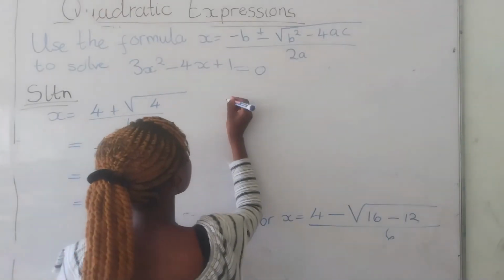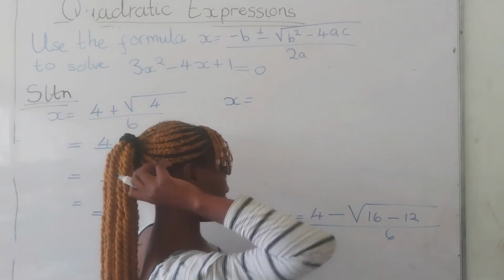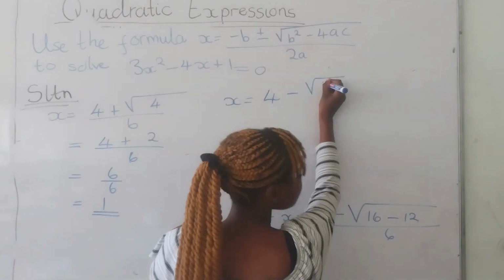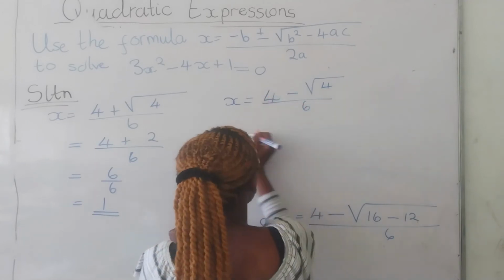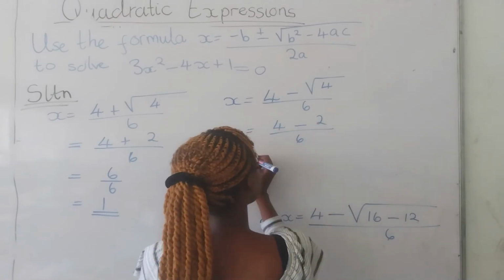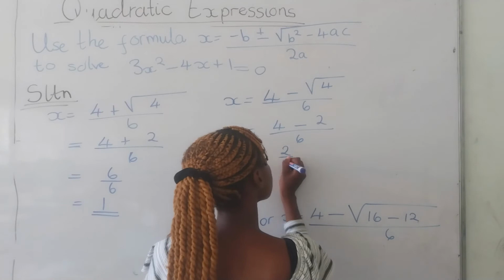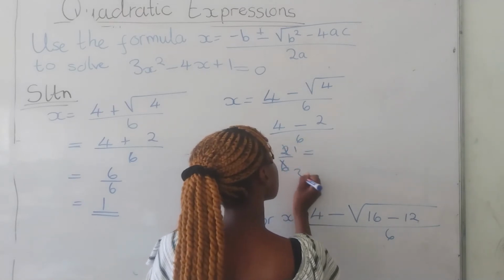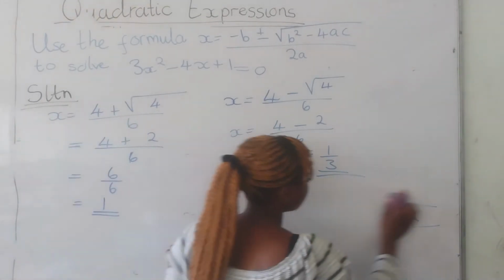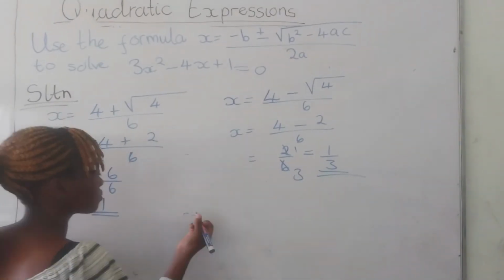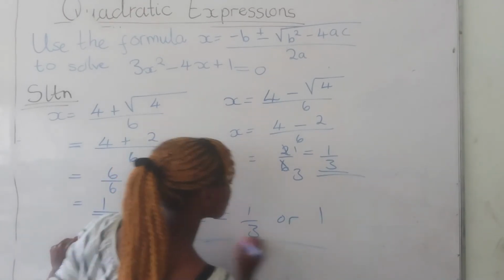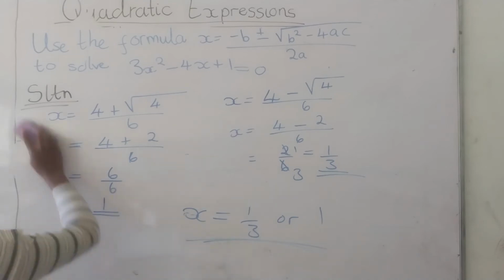For the second part, x is equal to, we simplify again, 4 minus, we now know that root of 4 over 6. x is equal to 4 minus root of 4 over 6. We simplify and get 2 over 6. And the answer, we simplify this by 3, get 1/3. So 1/3 would be your x value, so x is equal to 1/3 or 1. This would be your answer. Okay?